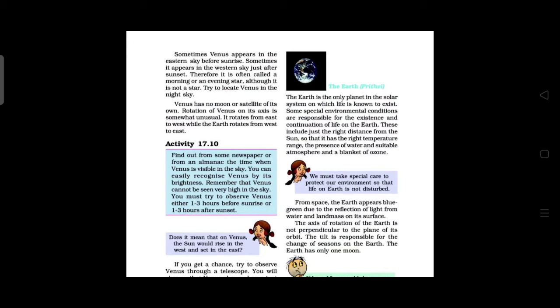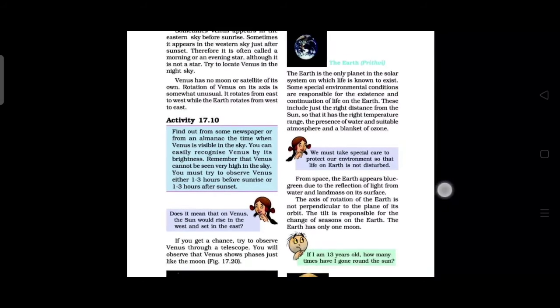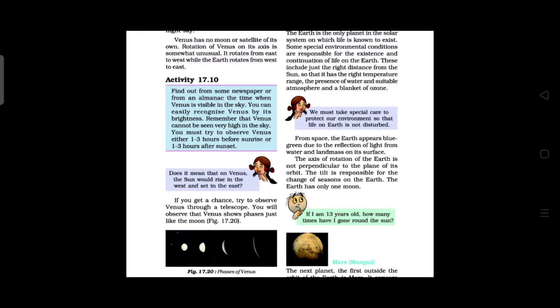Then from space the earth appears blue and green due to the reflection of light from water and also landmass on its surface. From space the earth appears what? Blue and green color. The axis of rotation of the earth is not perpendicular to the plane of its orbit.